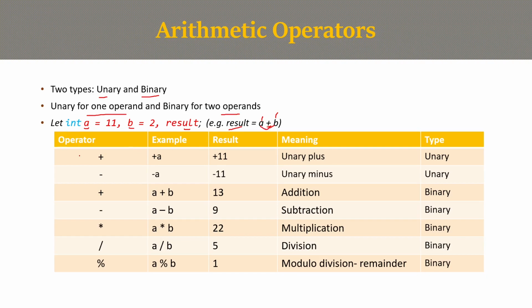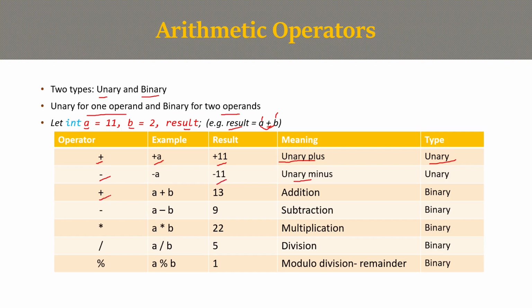Now let us see some of the operators that we have. Firstly we have the plus, which is different from this plus because this plus is the unary plus and its type is unary. It means that it will only require one operand, which is A. As you can see here, we are using one operand and the unary plus symbol before it. So plus A means it is plus 11. The result will be plus 11. Similarly for this operator minus, this is the unary minus, and minus A will give us minus 11.